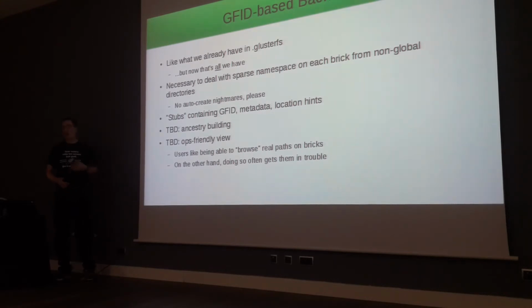Some of the things that we haven't worked out, I admit this is still a work in progress. One is, given this structure, how do we build the ancestry of the file? Because we do need to do that in several cases. We ultimately need to be able to get back to its original path, given its GFID. Get back to an original path, because with hard links there may be multiple.